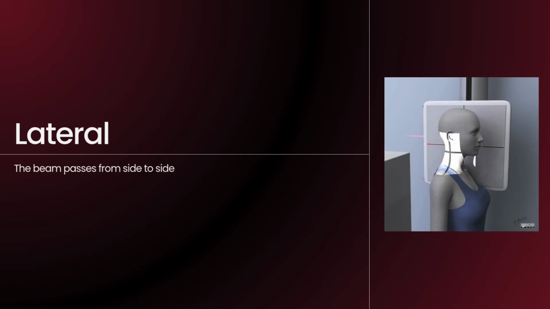Then we move to lateral. For the lateral, you term that as the beam passes from one side of the body to the other side of the body, from side to side. So the patient just stands and the beam passes from either side of the body. Could be from the right to the left, from the left to the right, from the medial part of the body to the lateral part of the body. You can see my other video to understand medial, lateral, anterior, posterior, just normal basic anatomy.